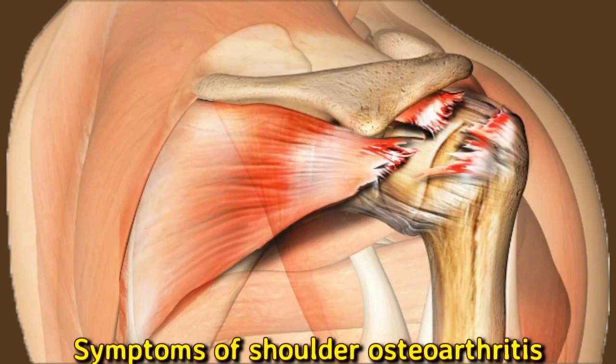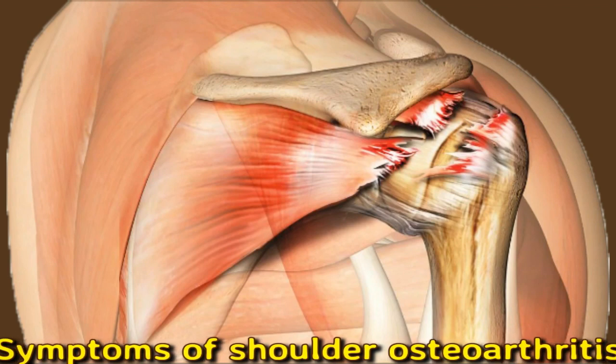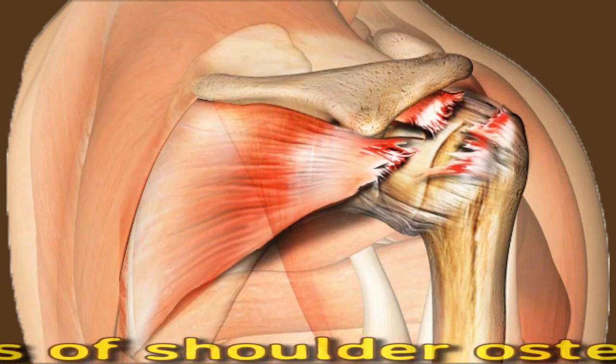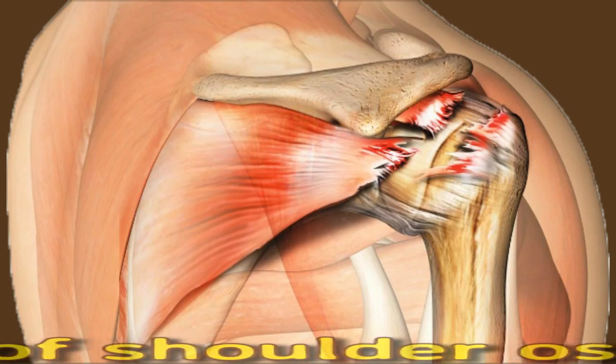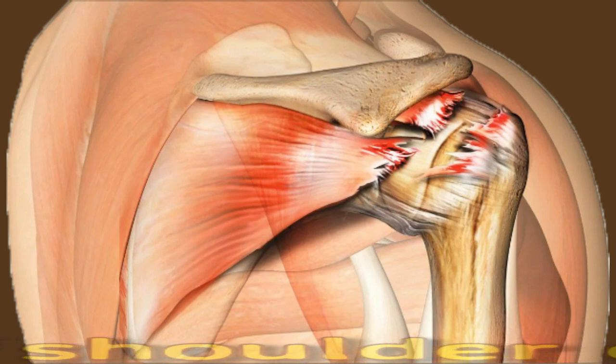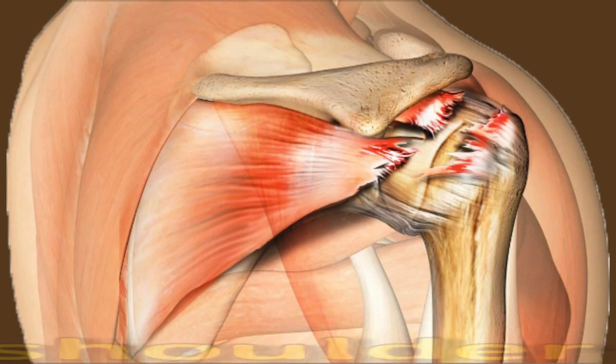Stiffened joints first thing in the morning or after sitting for a length of time. Crepitus, which is a crackling or grunting sound when moving the shoulder. Pain from shoulder osteoarthritis can come and go. It may last for a few weeks or months. And then there may be a period of time with little or no pain.